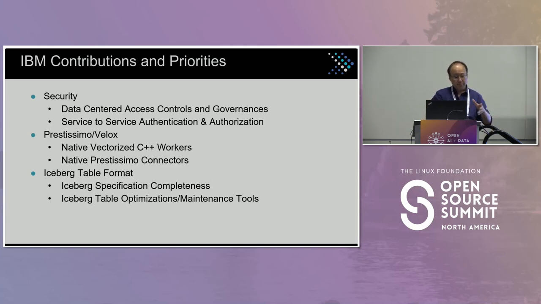Another area that's extremely important that IBM has already been contributing to, we've already contributed more than a dozen check-ins, is Prestissimo Velox. This is for native C++ workers. Presto is written in Java. I was speaking to this Trino gentleman just a moment ago about how much of a performance difference that makes, and we're talking 10x plus.